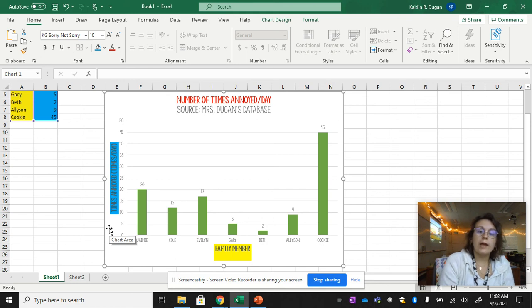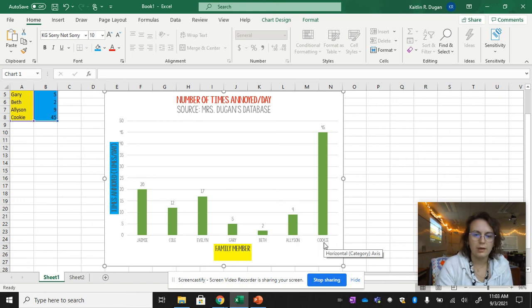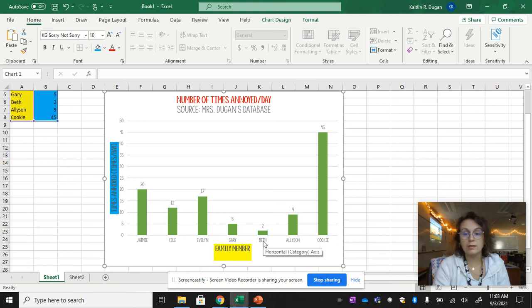Okay, so now we're really going to get into that data part. We're going to look for the highest bar. So in this case, the highest bar corresponds with Cookie, who's my dog. Okay, and we can see that Cookie has annoyed me 40 times per day, 45 times per day. Now we need to look at the lowest. Who has annoyed me the least? We can see that it's Beth. Beth is my mom.